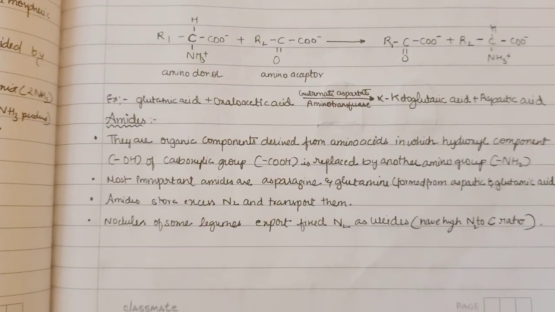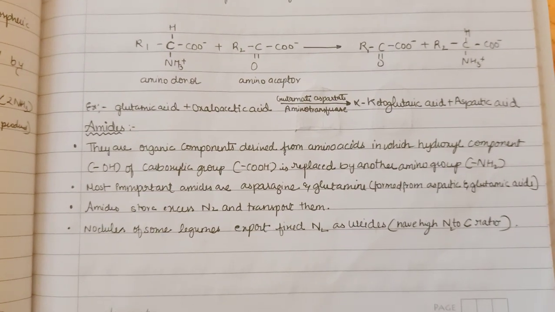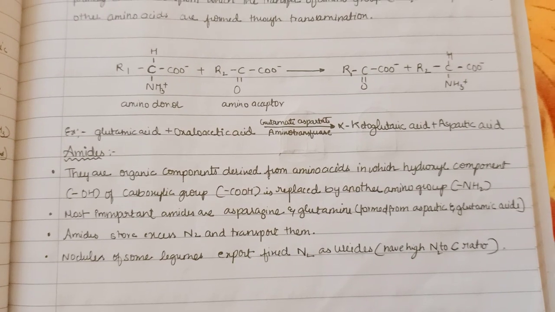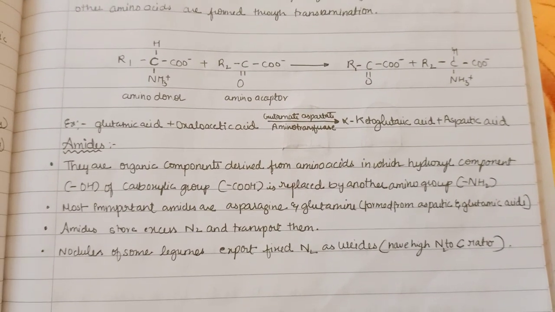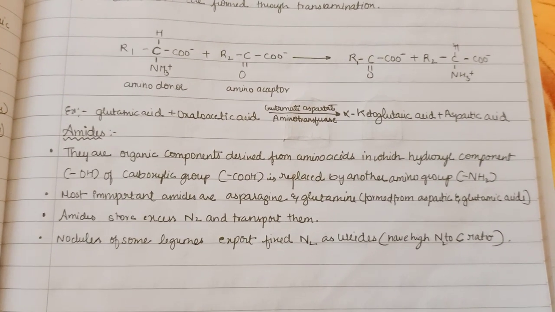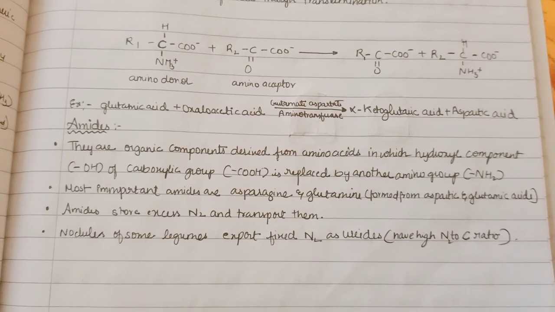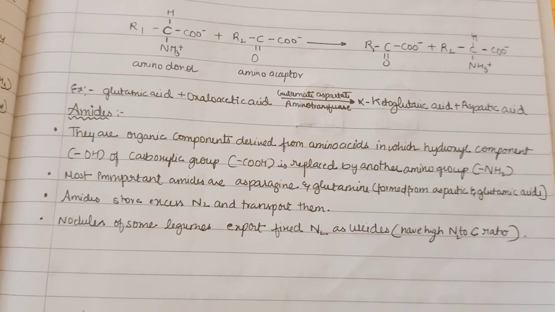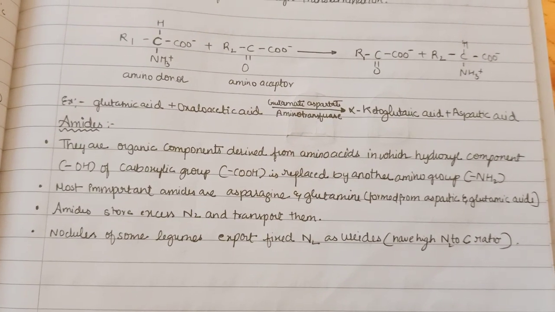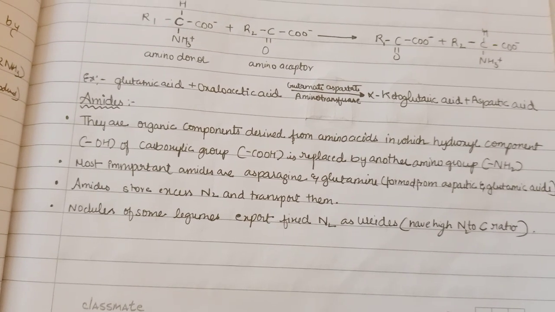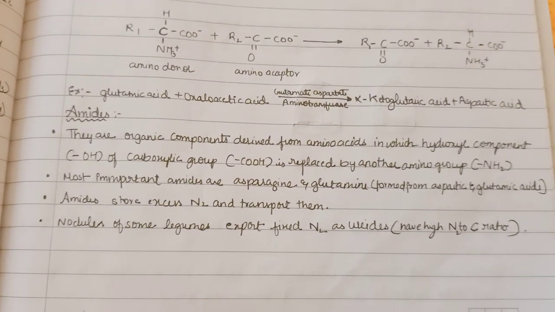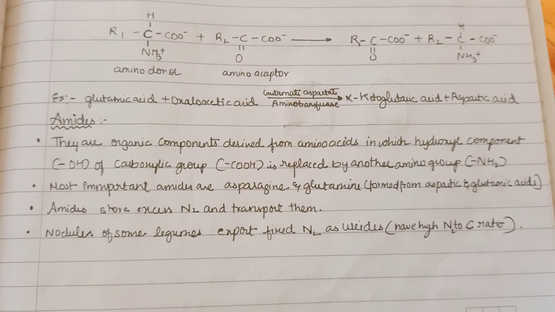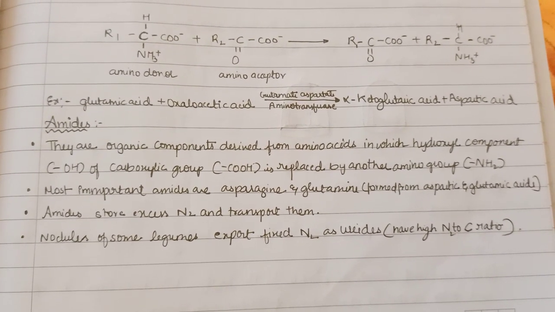Then amides. They are organic compounds derived from amino acids in which the hydroxyl component of the carboxyl group is replaced by another amino group. The most important amides are asparagine and glutamine, formed from aspartic and glutamic acid. Amides store excess N2 and transport it. Nodules of some legumes export N2 as ureides. They have a high nitrogen to carbon ratio.